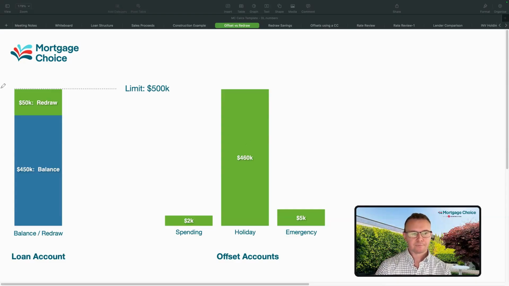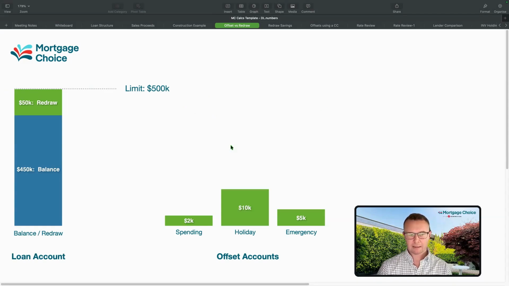It was just a poor timing. Point is, offset accounts, you don't really want them to exceed the loan balance because it removes the benefit for them. Loan balance needs to be higher than the offset accounts. They don't really work otherwise.